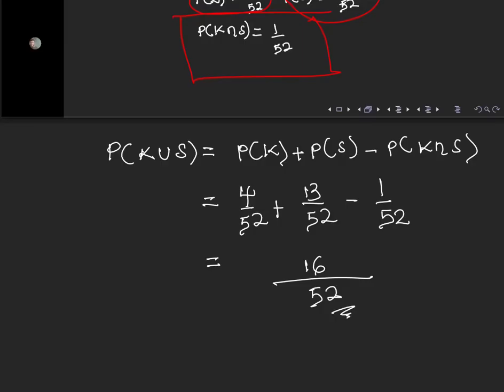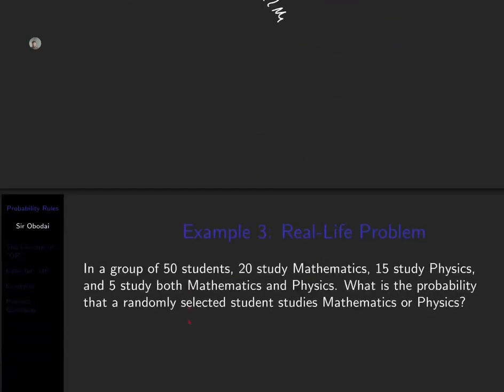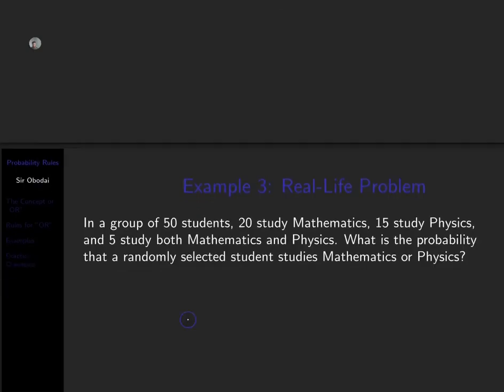And we can simplify it further. I think 4 divides 16. So 4 divides 16, giving us 4. Then into 52, we have 13. So we simplify it further to give us 4 out of 13. Right? Yeah, so we've come a very long way looking at what?